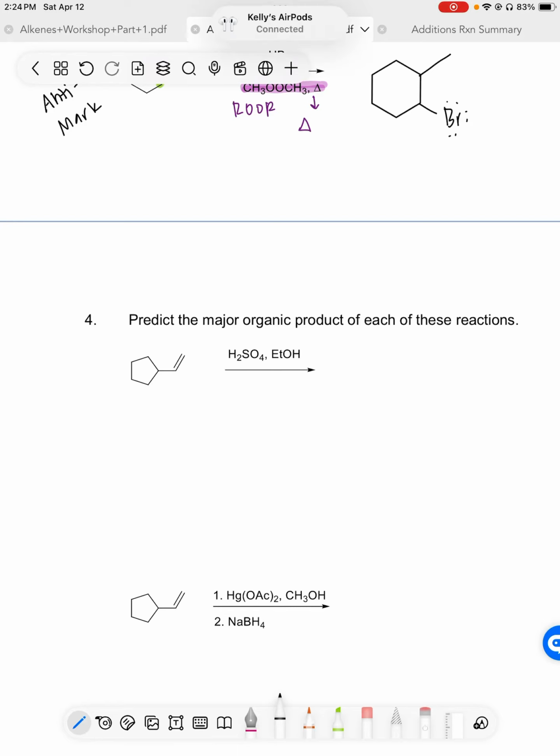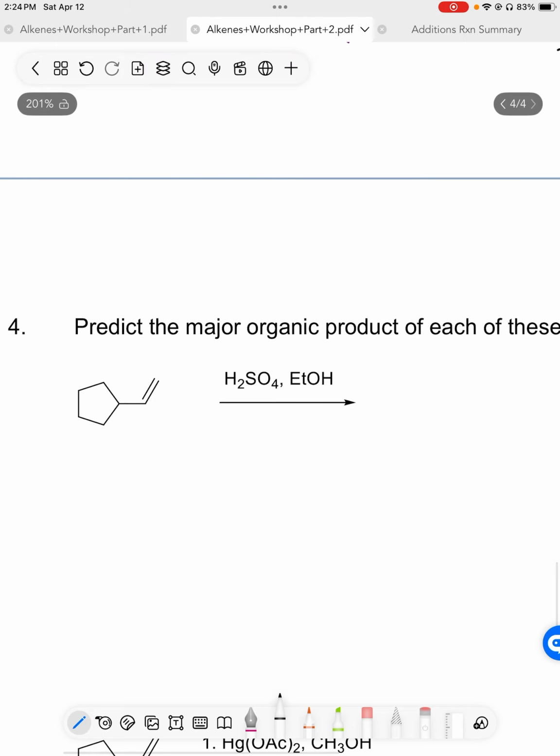Alrighty, so we're just going to continue doing what we were doing before, where we assess if it is Markovnikov or anti-Markovnikov. If it has a chance of carbocation rearrangement, we'll look at the reagents and then we'll predict the major product for each of these. Okay, so let's first look at the reagents. So we have a catalytic acid, which will turn into H3O.